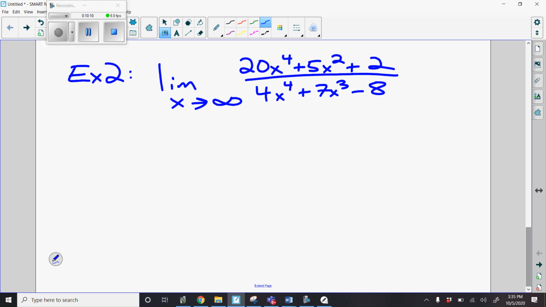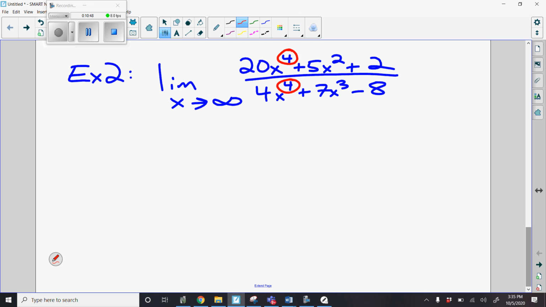Okay, so when we see this problem here, we are asking ourselves, okay, I've got a limit as x goes to infinity. Right, plugging it in, I'm going to get a big number on top and a big number on bottom. Okay, but that could mean a lot of different things. We could be going to a number, we could be going to infinity, we could be going to negative infinity, or we could be going to 0. So we want to look at the biggest power. Our biggest power up top is the 4th power. Our biggest power in the denominator is also the 4th power.